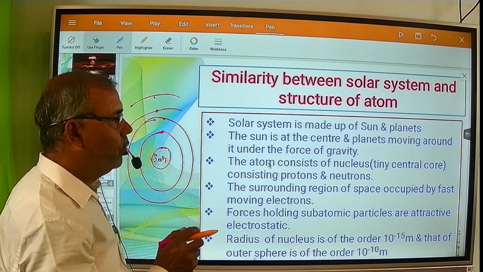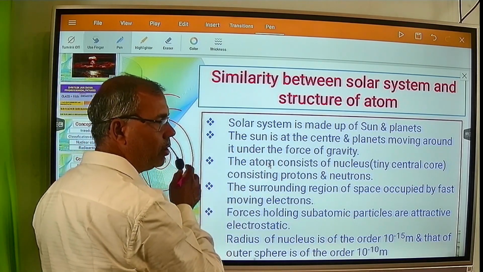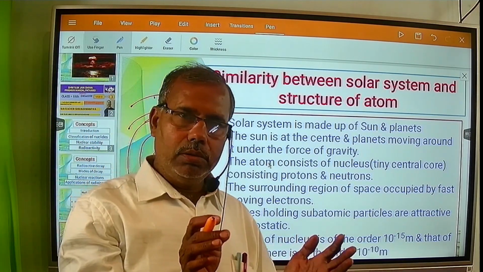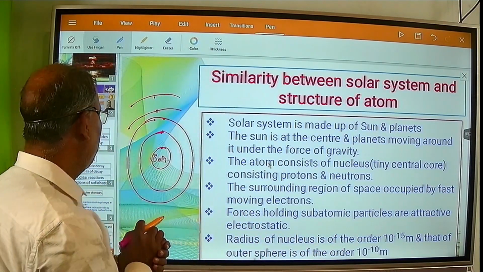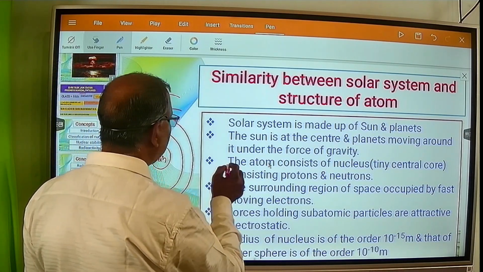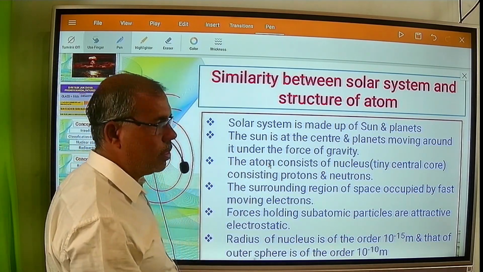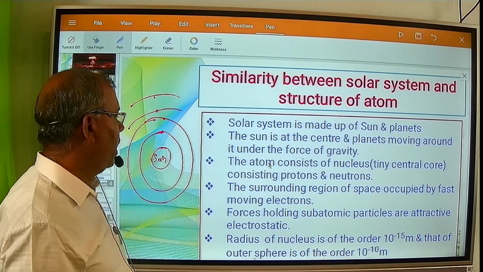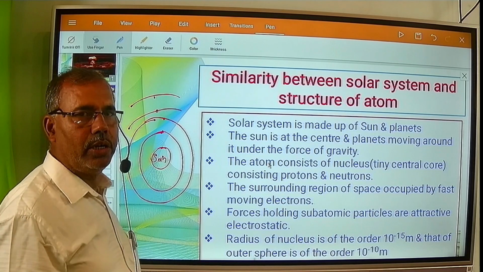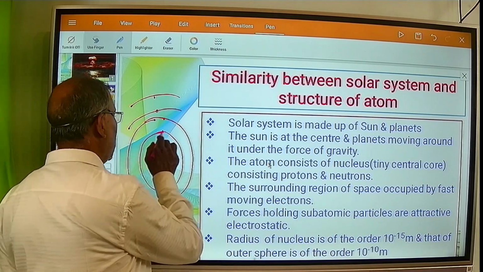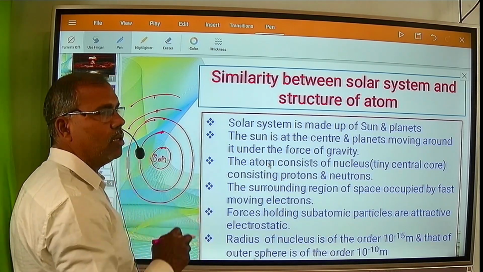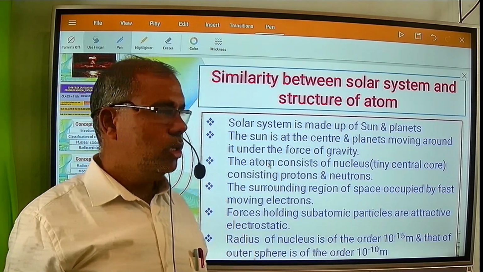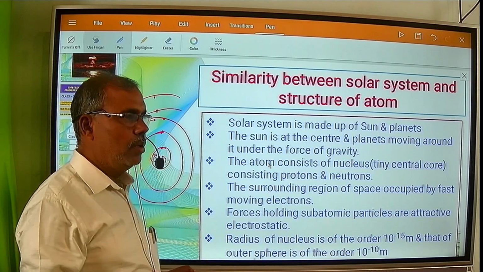with the help of the attractive forces which are electrostatic. Electrostatic means they are related to charges, positive and negative charges. We know protons are positively charged, neutrons are neutral, but electrons are negatively charged. So electrostatic forces act between the protons and electrons, and therefore they are held together in the region which is around the nucleus and in the nucleus.